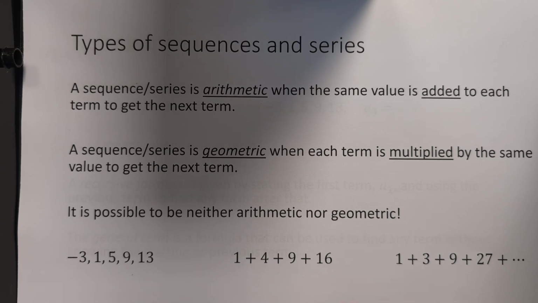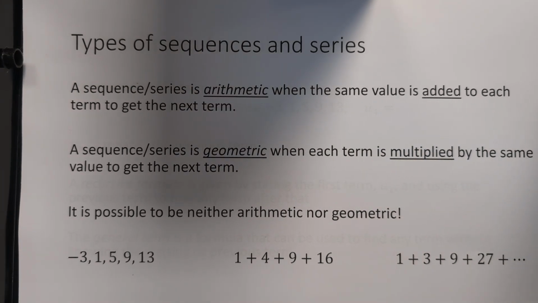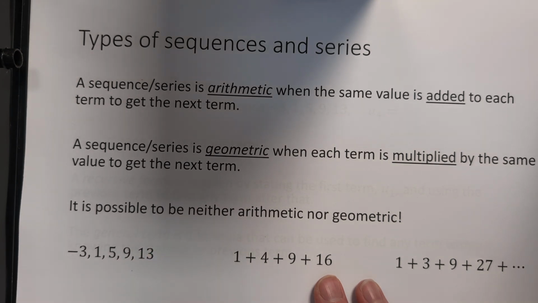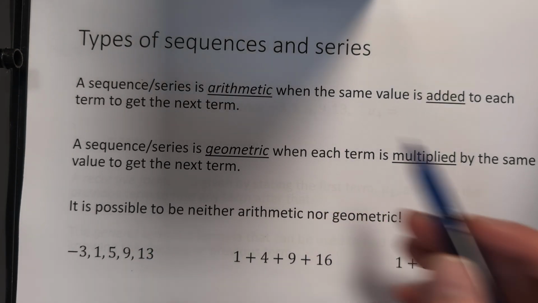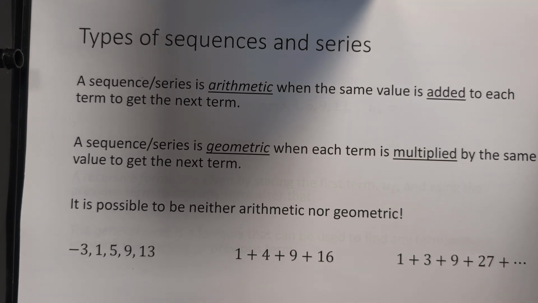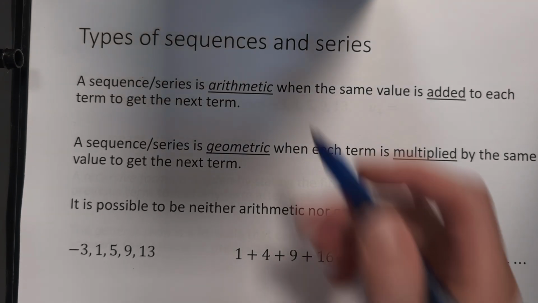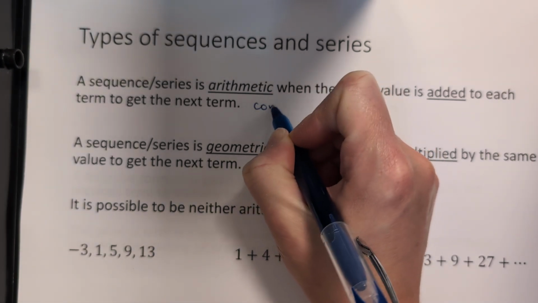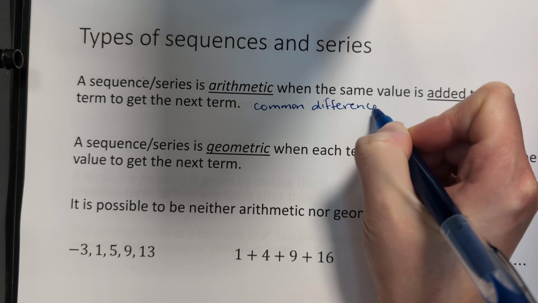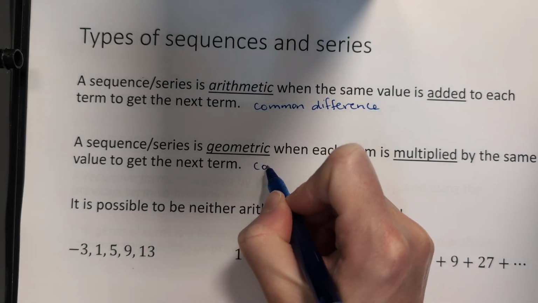We're going to specifically look at two types of sequences and series. As you see here, it is possible to be neither of these, and many are. We're going to look at arithmetic ones, which is where the same value is added or subtracted to get from one term to the next. And geometric, which is when each term is multiplied, or if you want to think of it as divided, depending on what it is, by the same value to get to the next term. This is called a common difference, right? Because when you subtract, the answer to that is called a difference. And this is called a common ratio.